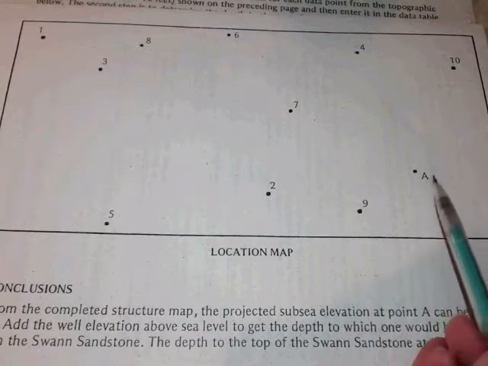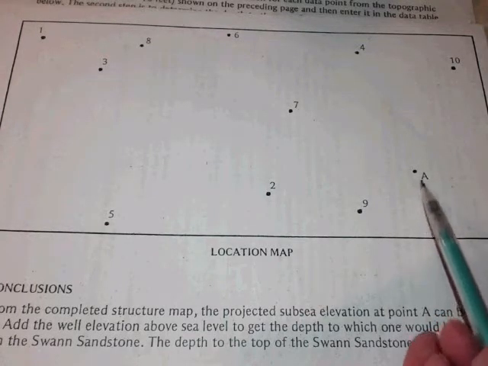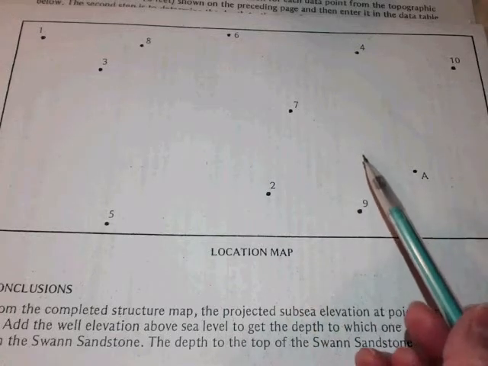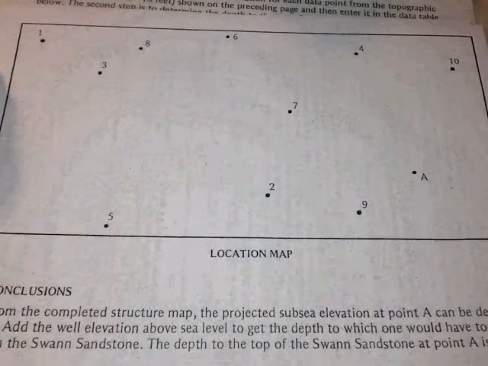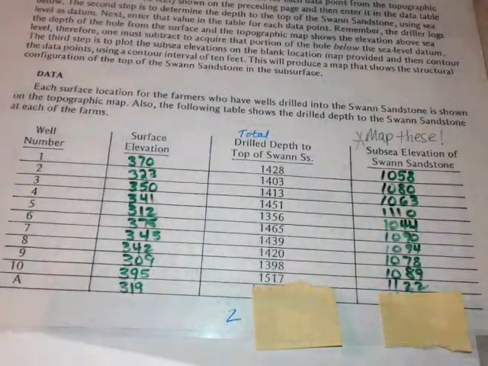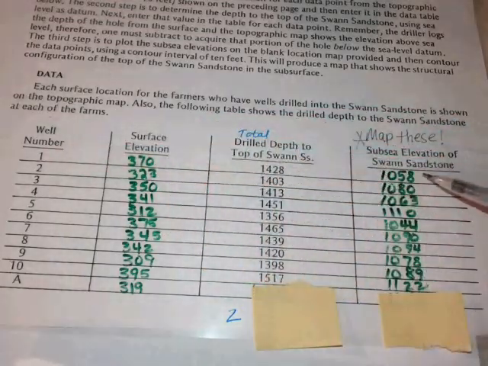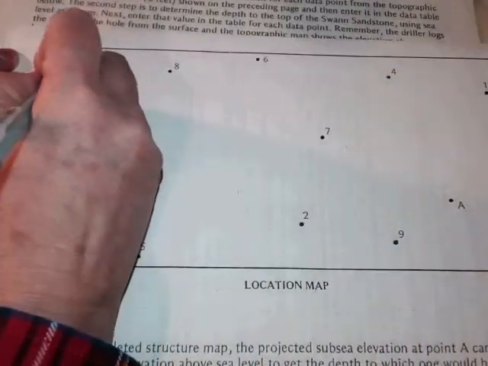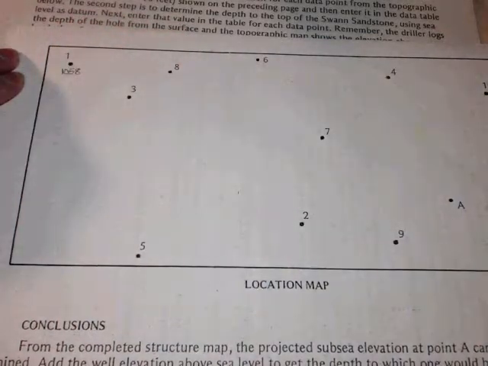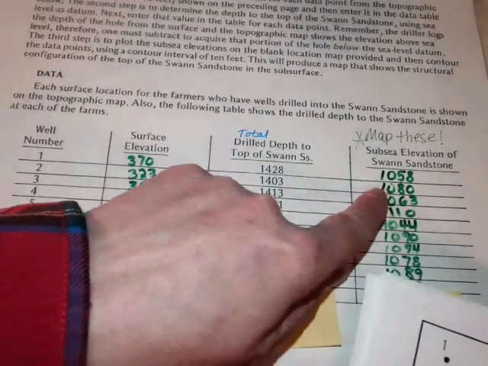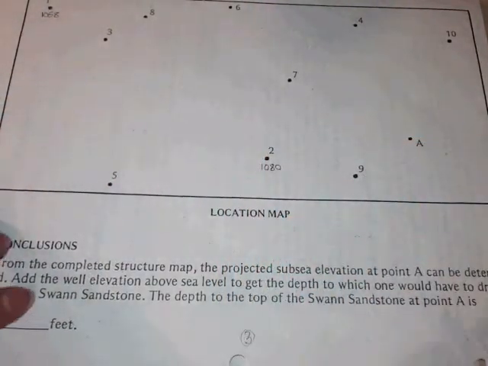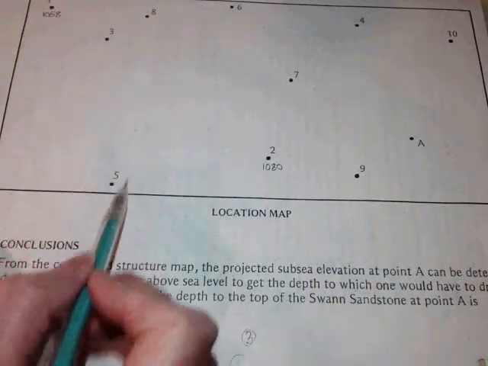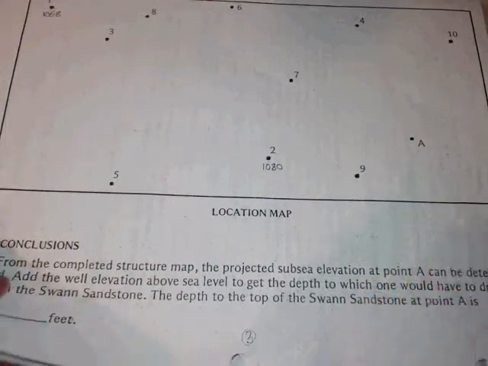The whole idea is to complete this structure map, this location map, by plotting out all of those subsea elevations. So data point here for well 1, our subsea elevation, back over here, the subsea elevation for well 1, right here, is 1058. So what you would do is write in that value, 1058, and repeat that. What is it for well 2? 1080. So we'd write 1080 over here. So you get the idea. You're filling in the subsea elevation data, and do this for all of your wells, except of course well A, we don't have that value yet.